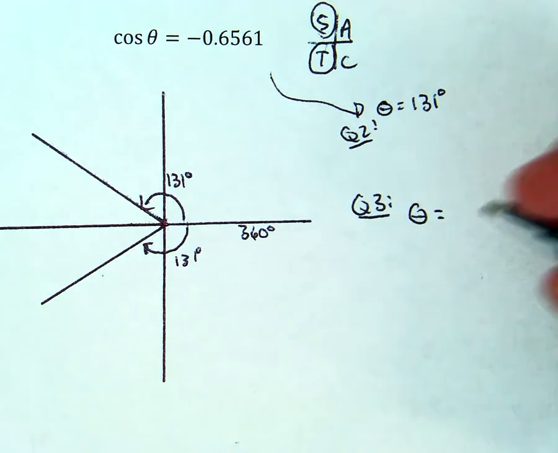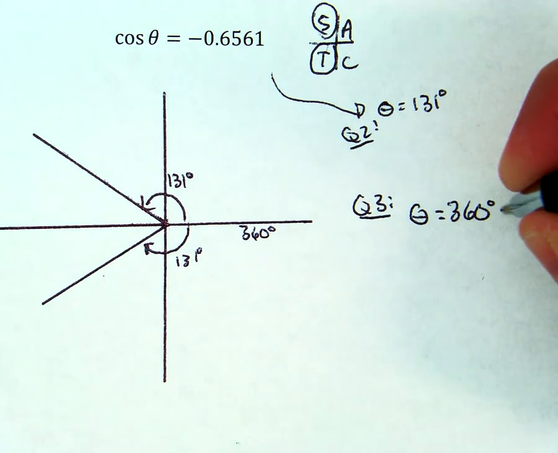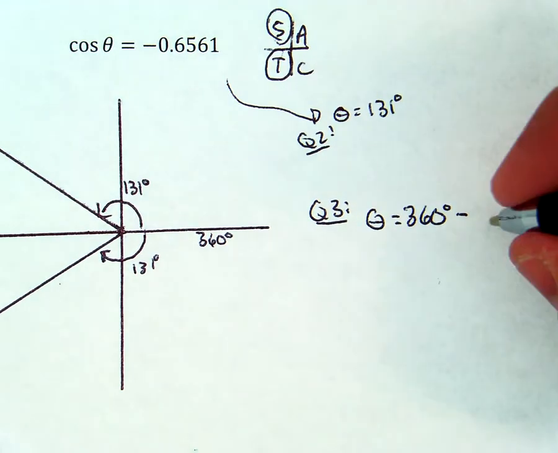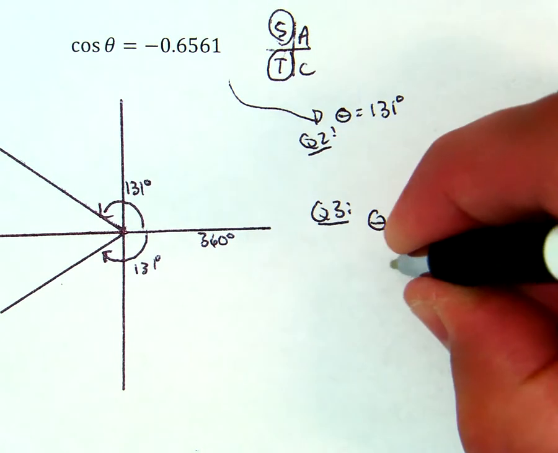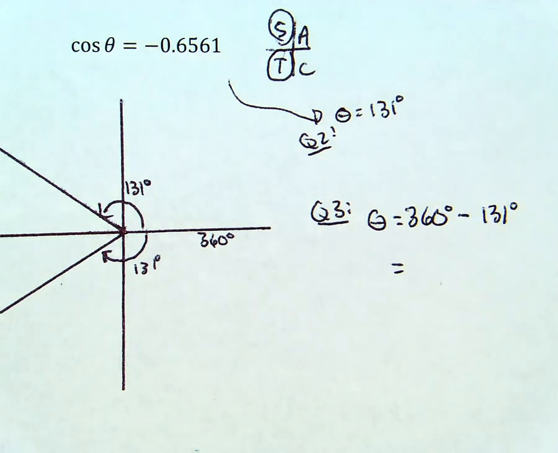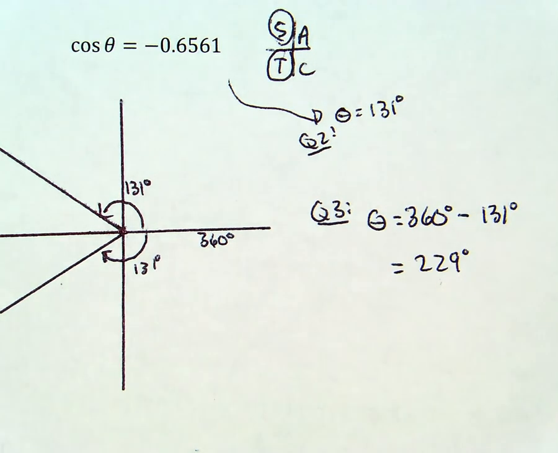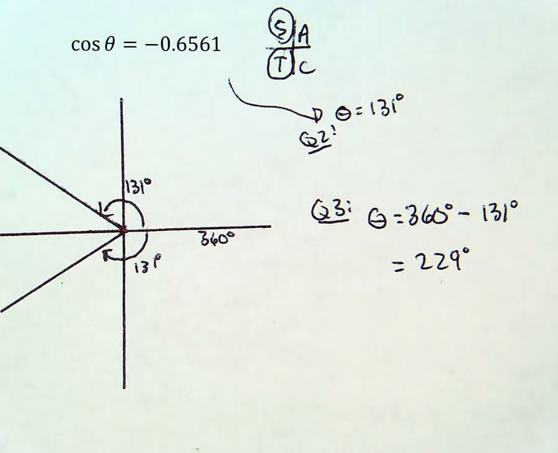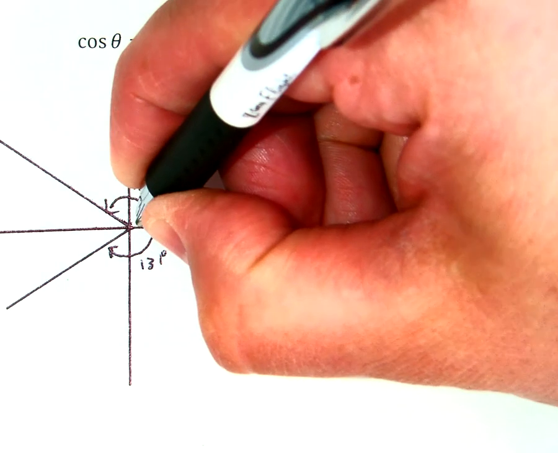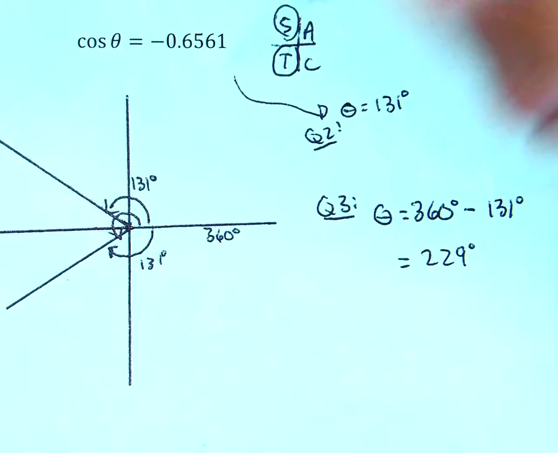Theta is equal to 360 minus 131, and that gives me 229 degrees. So those are my two answers. Quadrant 2, 131, quadrant 3, 229, and to show you on here, it would be all the way from the initial arm to there, it would be 229 degrees.